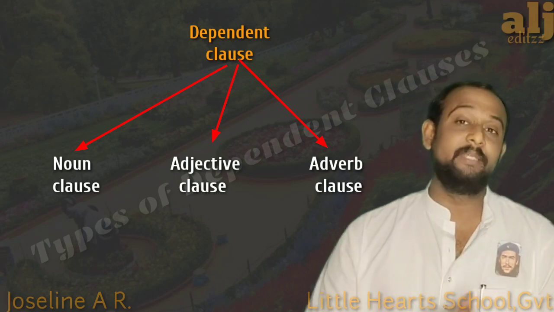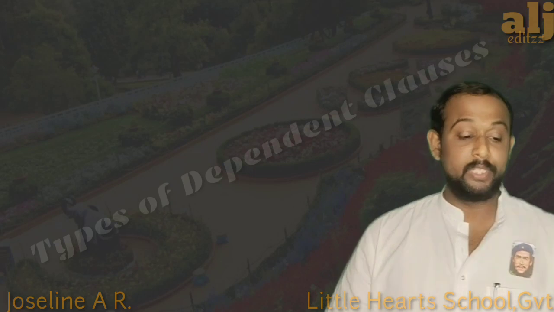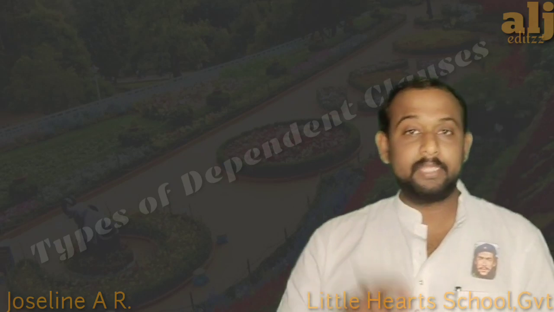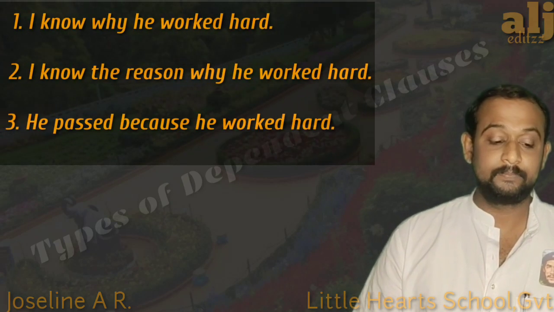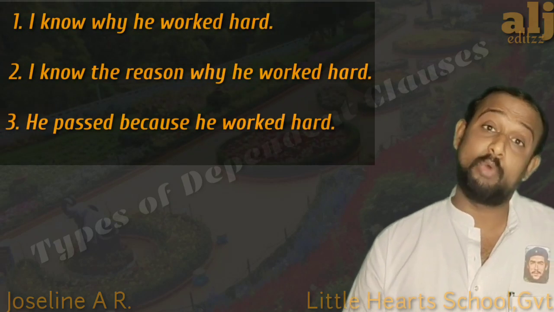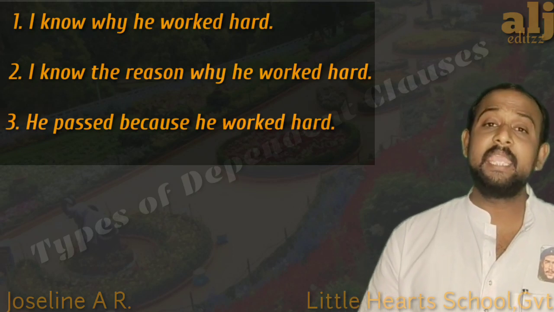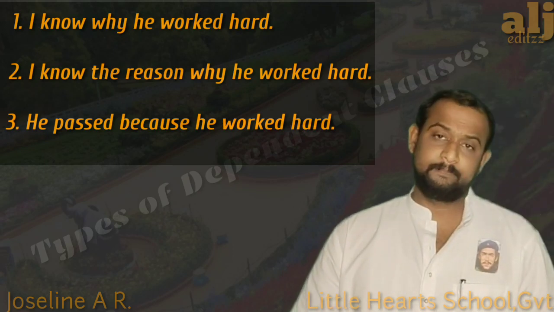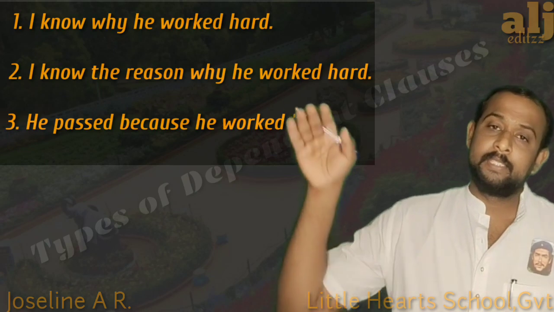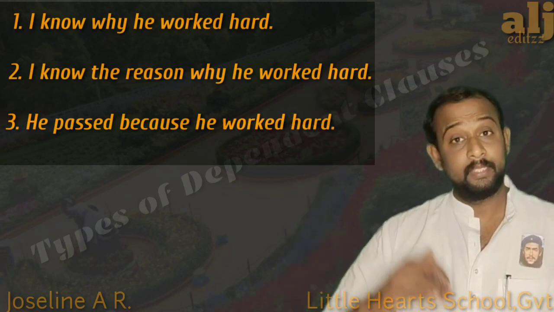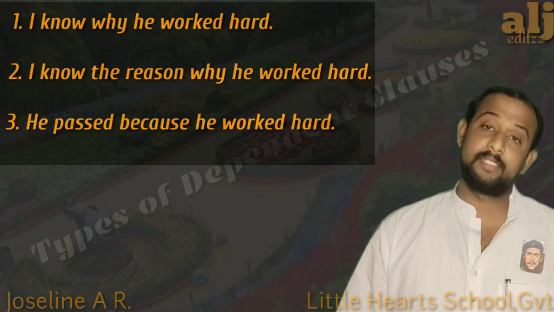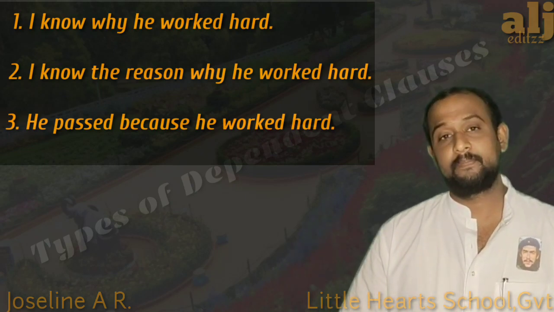Then how to identify them? It's very simple. Look at the screen. I have three sentences. I know why he worked hard. I know the reason why he worked hard. He passed because he worked hard. See, all these three statements have dependent clauses, that is subordinate clauses.